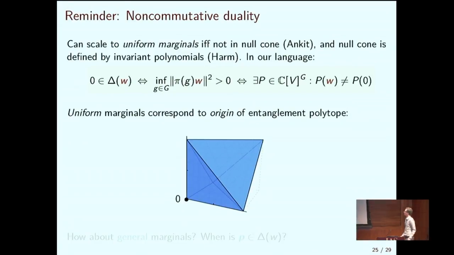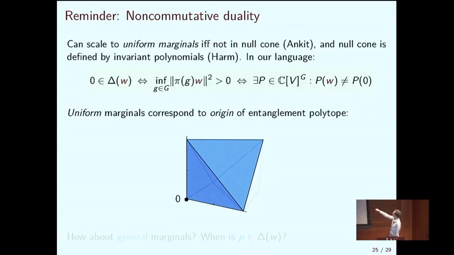Let me just recall what we were saying. The point of all this enterprise was that we can scale to uniform marginals if and only if we're not in the null cone for a corresponding group action. That was what Ankit explained. And we also learned in Harm's talk that the null cone is exactly cut out by invariant polynomials. So we have this equivalence of 3 statements that we can now phrase in our language. Zero is in the image of the moment map, of the moment polytope for some W. This just means that there exists a scaling, possibly an asymptotic scaling, that has uniform marginals. That was the entire connection from before.